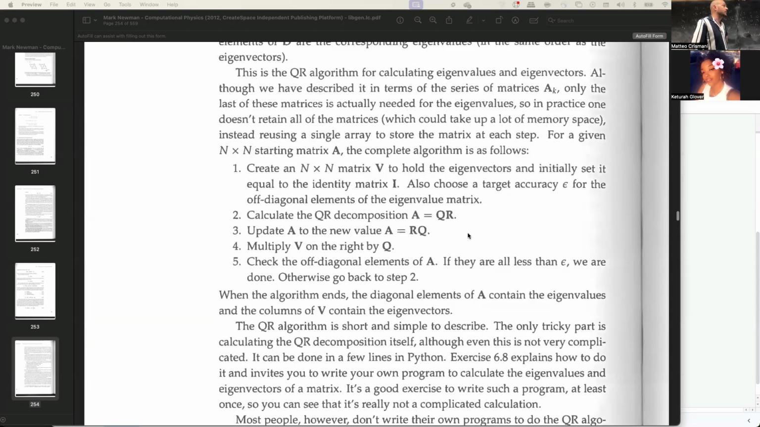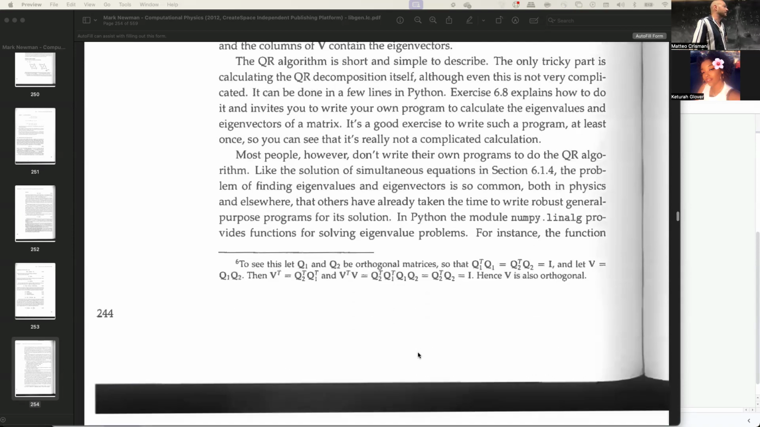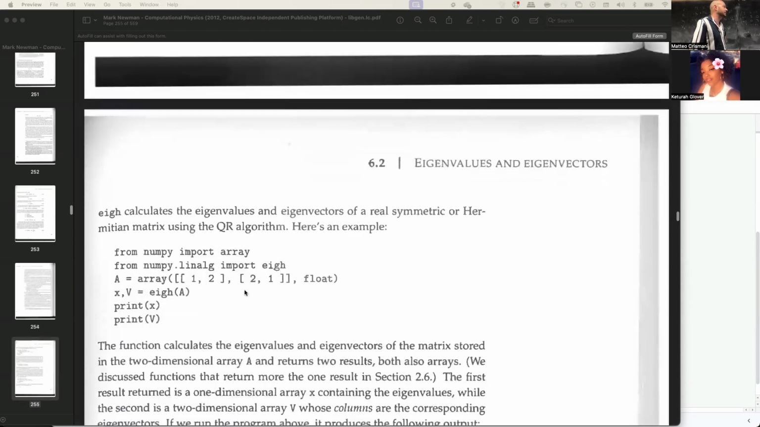So this algorithm is short and simple to describe, but it's not easy to do. It can be done in a few lines in Python. So that's the important part. Let's look at this here. Here's using the QR algorithm. You import the array, and from linear algebra, you import eigh.